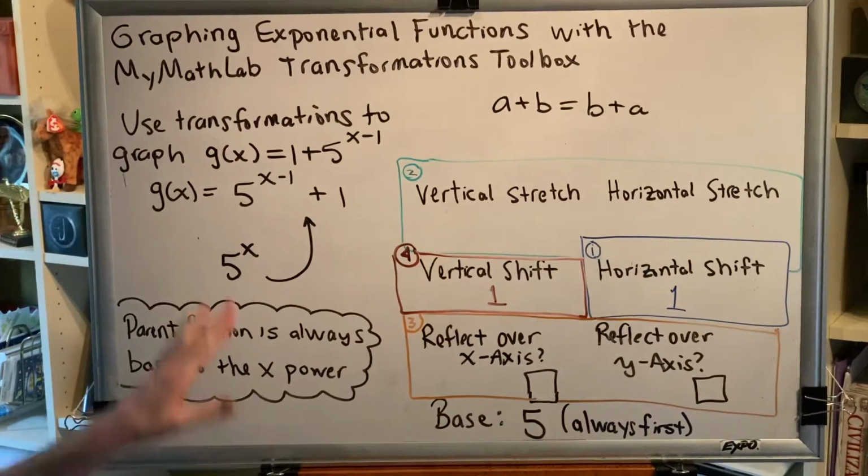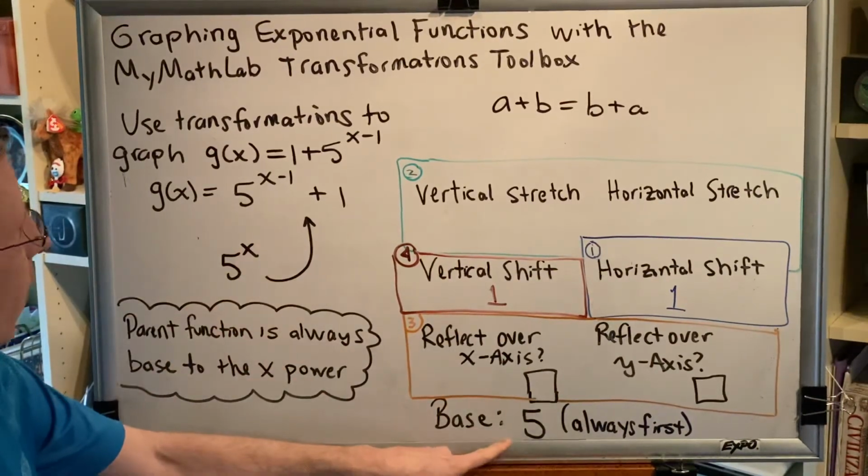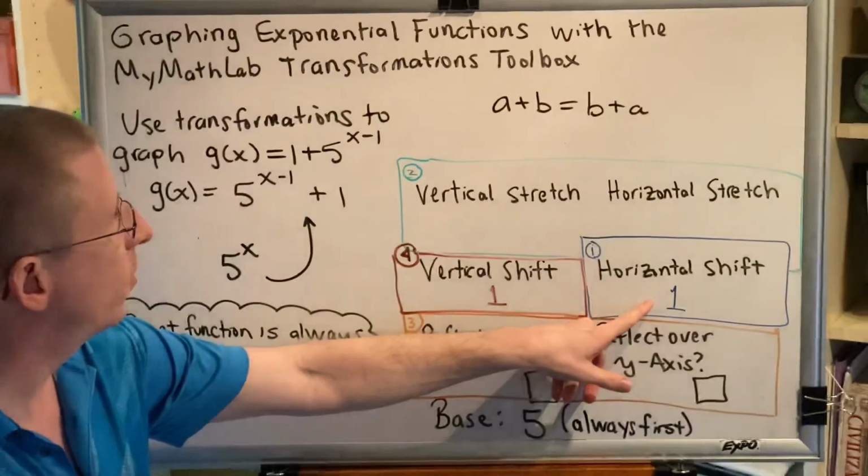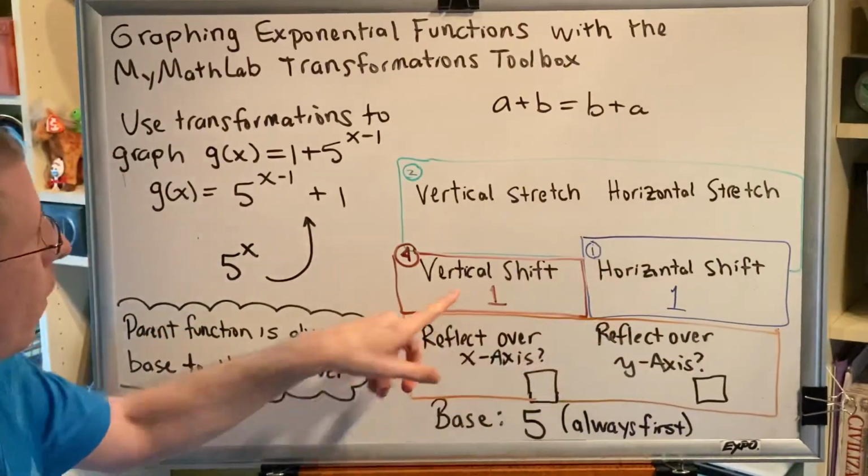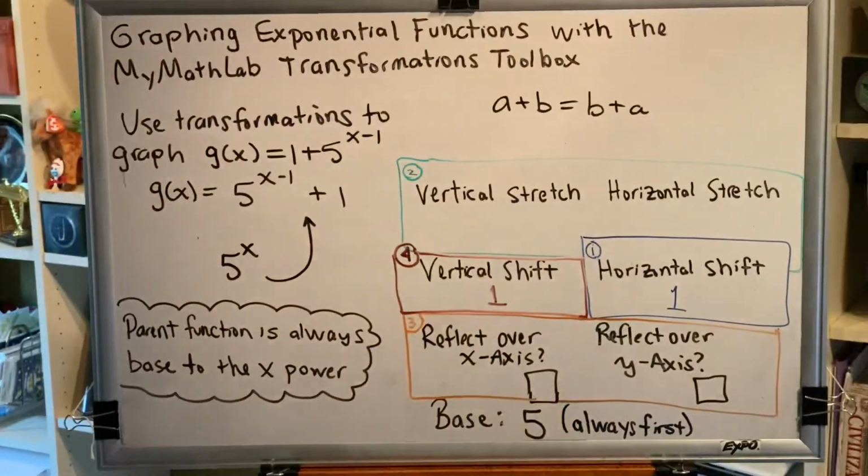Let's just briefly summarize. Put in the base of 5 first, then horizontal shift slider to positive 1, then vertical shift slider to positive 1, and click submit.